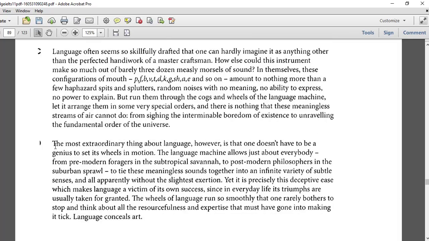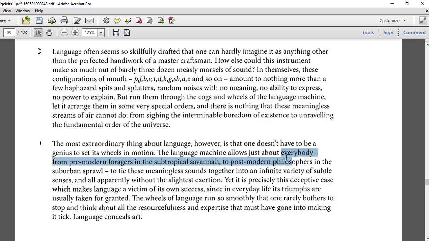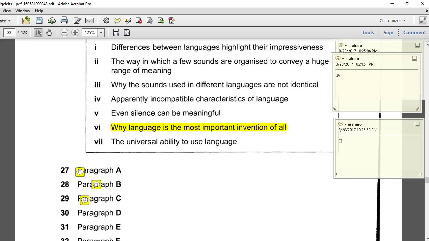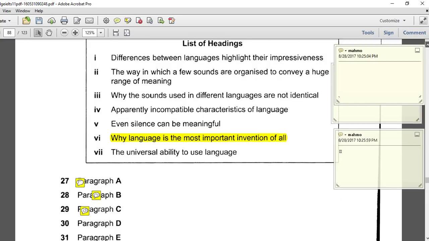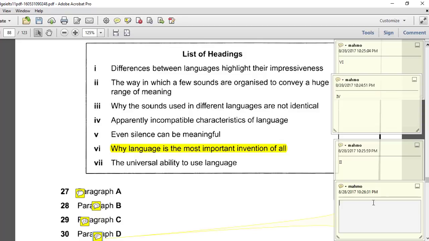Number D. The most extraordinary thing about language, however, is that it does not have to be genius to set its wheels in motion. The language machines, everybody, from pre-modern foragers to subtropical savanna. Okay, so everybody speaks language. There was something about this here. Differences between language highlights, the way in which, why the sounds, apparently incompatible, everything. The universal ability to use language. Reminds me of universal grammar for Chomsky.